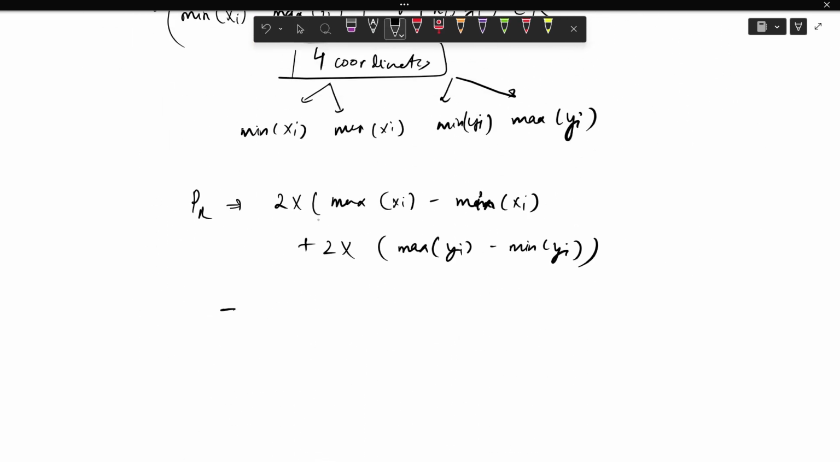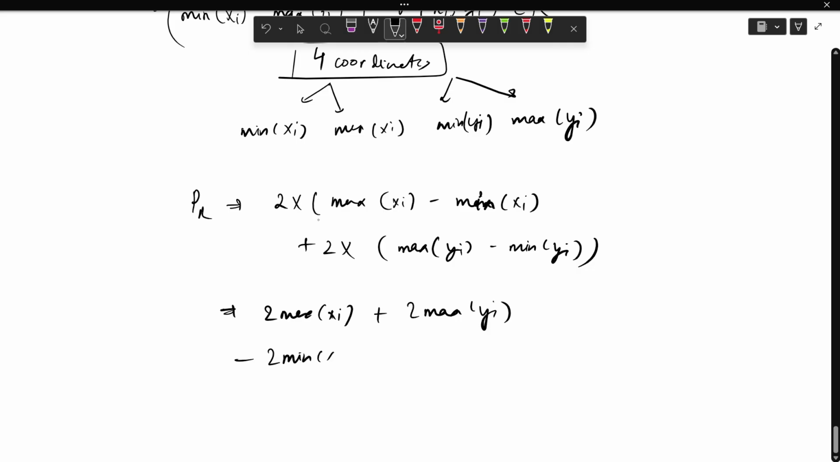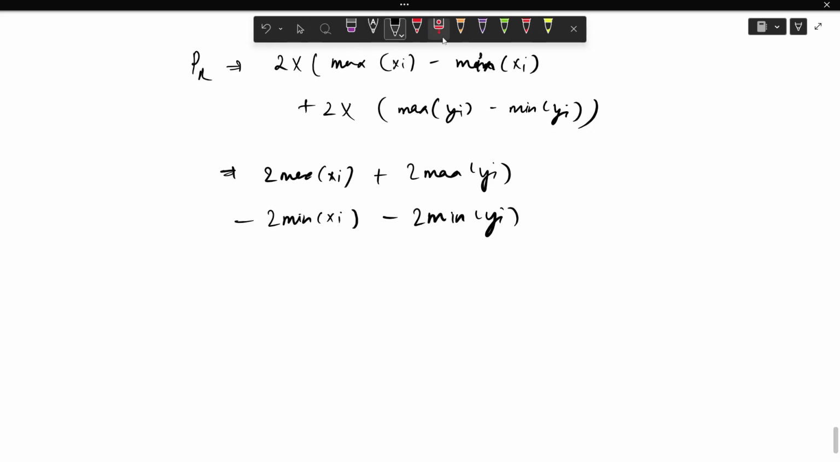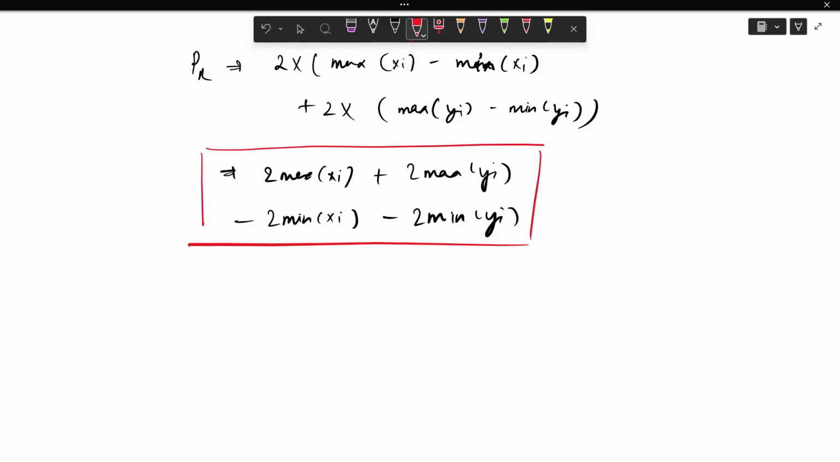So we can rewrite these as 2 times maximum of xi plus 2 times maximum of yi minus 2 times minimum of xi minus 2 times minimum of yi. So we can see that this is the perimeter that will be formed from the set that is left.